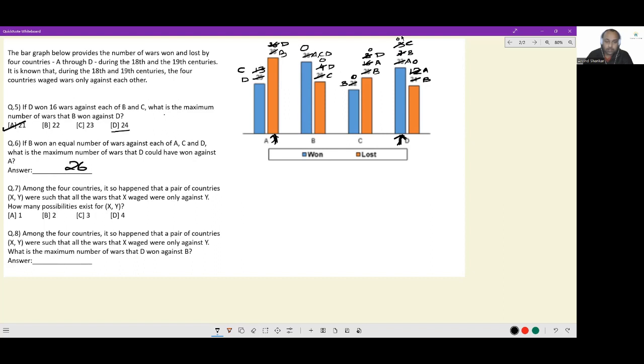Okay. Now, next question then. But prior to that, I have to get rid of all these markings, because for the next question, again, it will start at 0.